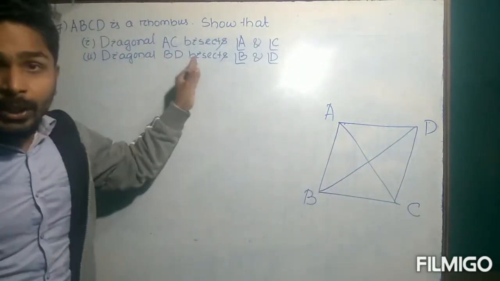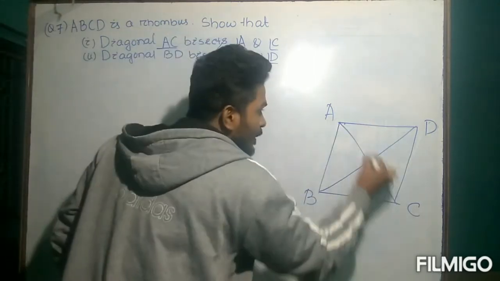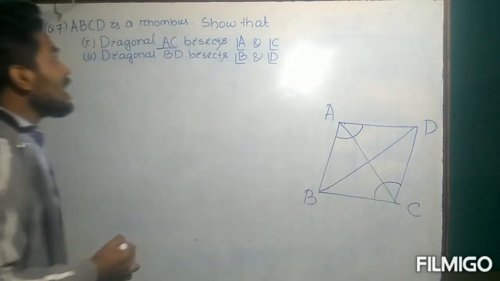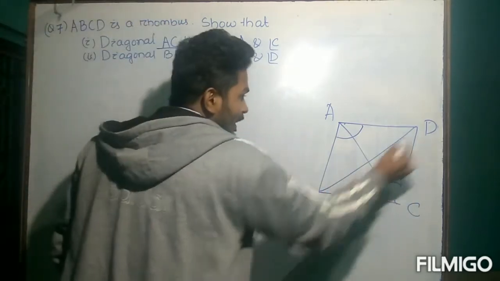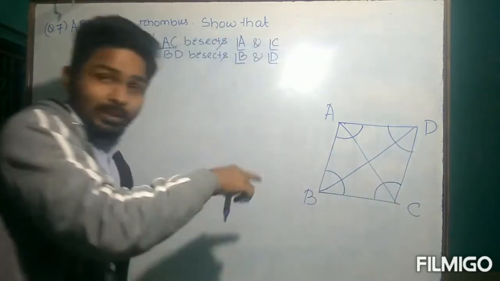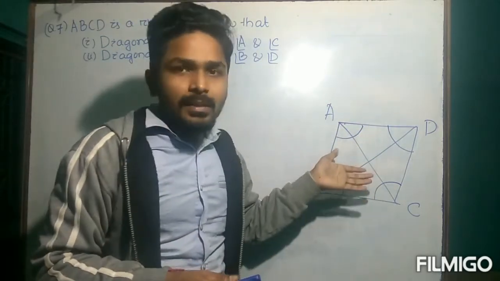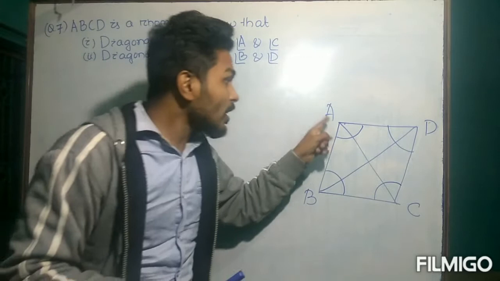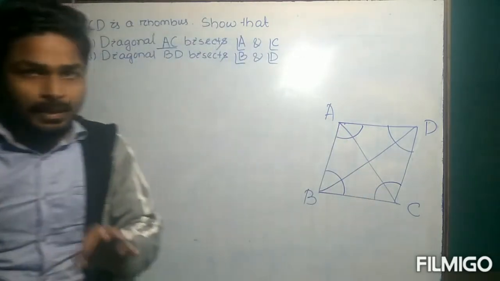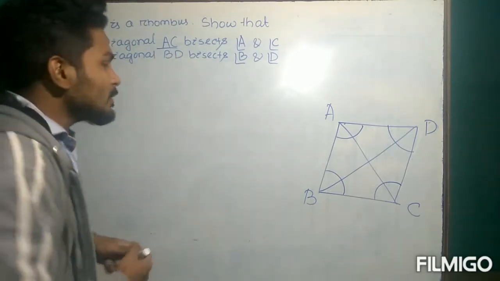Then according to the question, we have to prove that the diagonal AC bisects angle A as well as angle C. Similarly, the diagonal BD bisects angle B as well as angle D. We know this property. We already know that in a rhombus, the two diagonals are the angle bisectors of their opposite vertical angles. Yes or no? Yes. And we have to prove these two statements. So let us prove it.